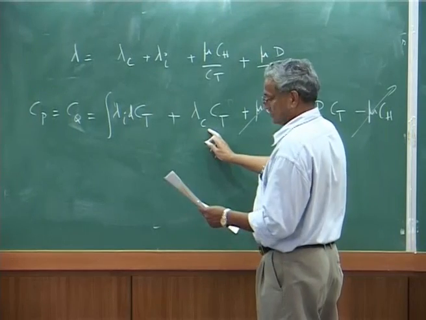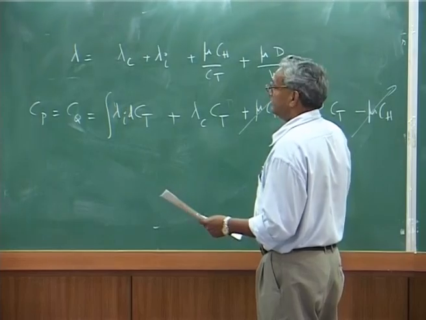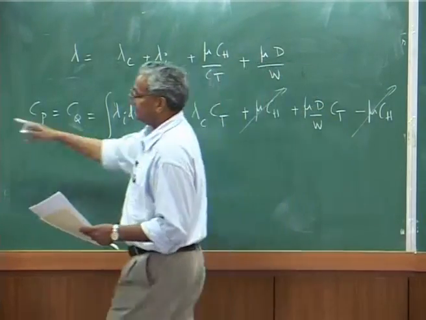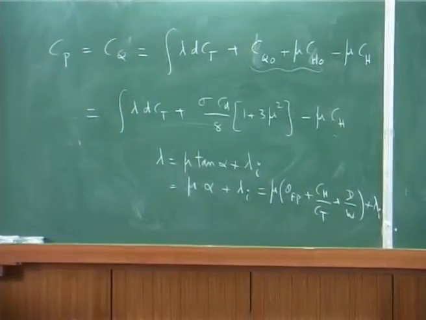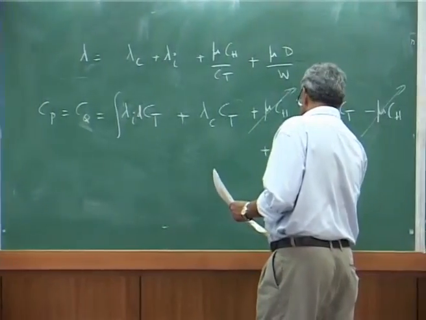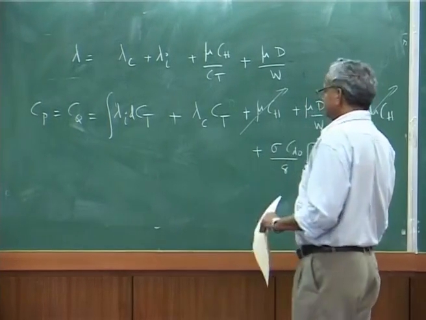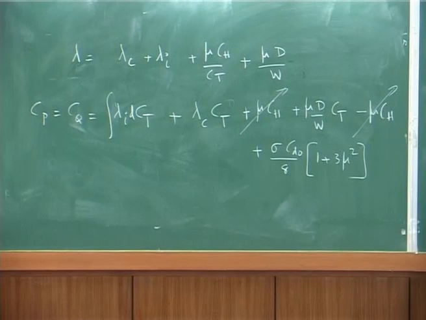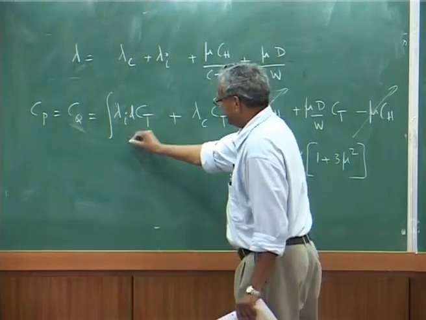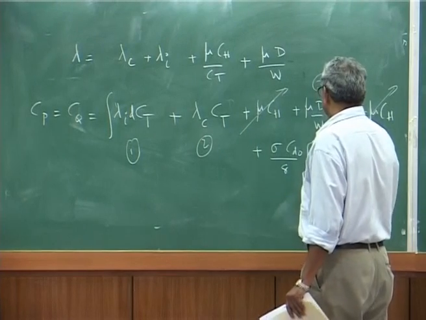And leaving behind just 1, 2, 3, and then where is that? This is another term, that is plus sigma Cd0 over 8 into 1 plus 3 mu square. So I have 4 terms: 1, 2, 3 and 4.